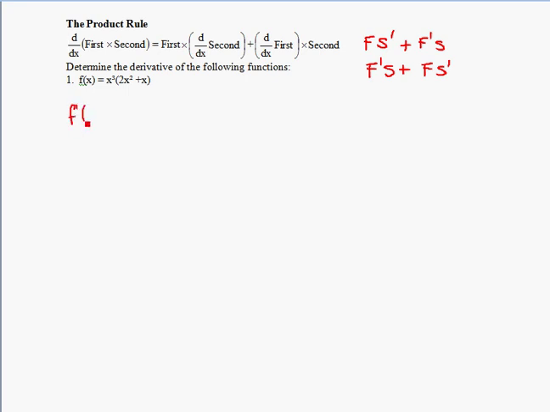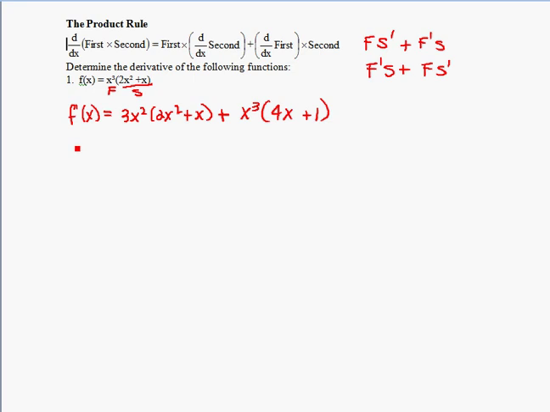So we're going to do f prime of x. The derivative, this is our first function, and this is our second function. So I'm just going to do f prime s plus fs prime: the derivative of the first times the second plus the first times the derivative of the second. So therefore that is 3x squared times 2x squared plus x, plus the first function, x cubed, times the derivative of the second, which is 4x plus 1.